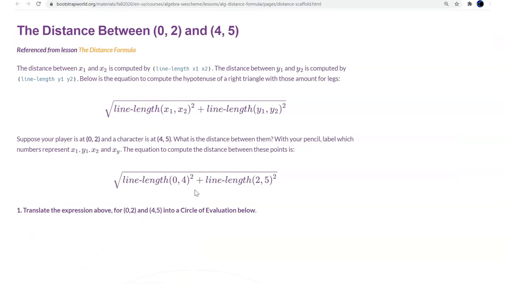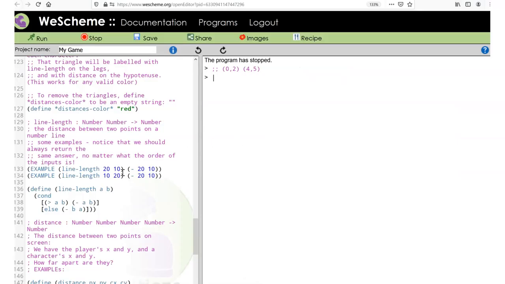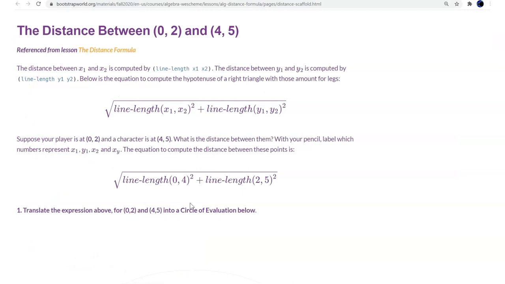And we had in our first circle of evaluation line length of 0, 4. All right, so let's see how line length works, A and B. So line length 0, 4. And that makes sense. And we have line length 4, 5. All right, so that's two things that you had on the inside of our circle of evaluation.